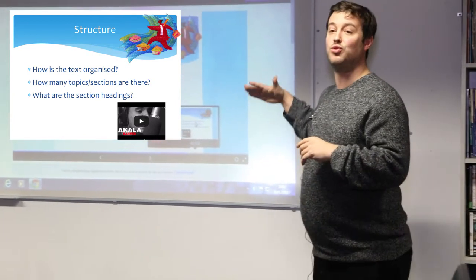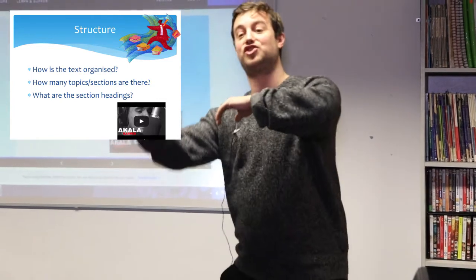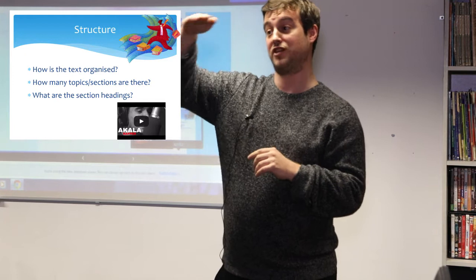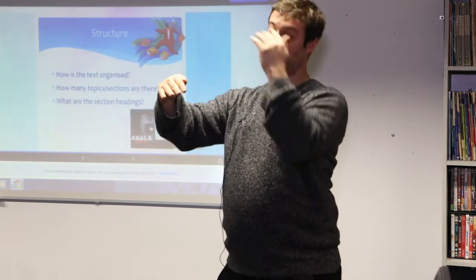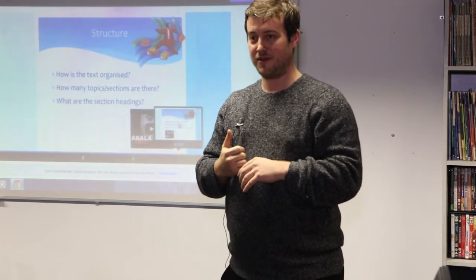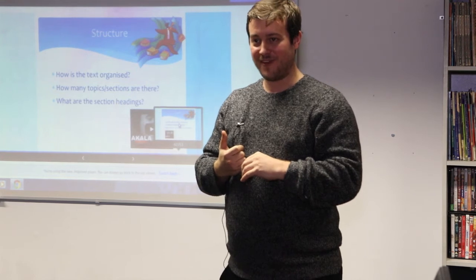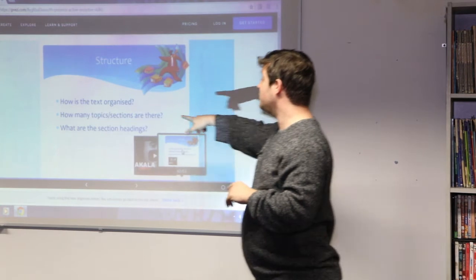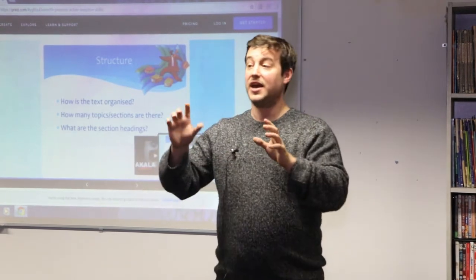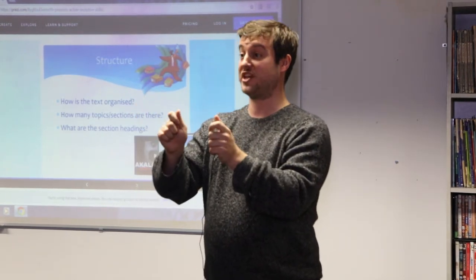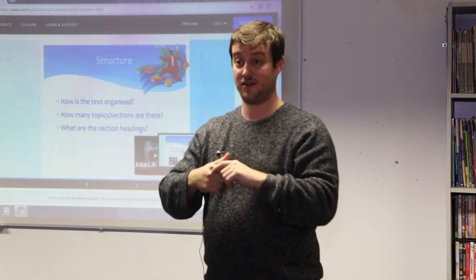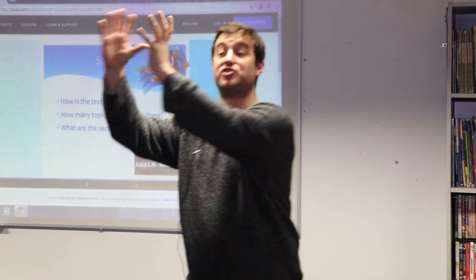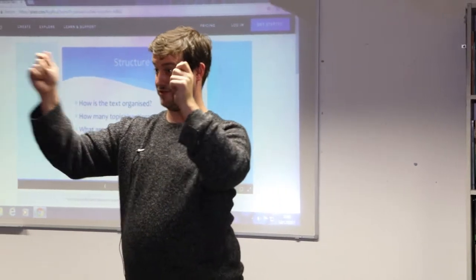How is this text organized? Is it, for example, the advantages and the disadvantages of something? Or is it, for example, a chronology? First this happened, then this happened, then this happened. What's the structure of the text? How many topics or sections are there? Okay, now, each card you've got should represent a section of the text. So, for example, he talks about money and then he talks about personal success. So there's 2 cards.